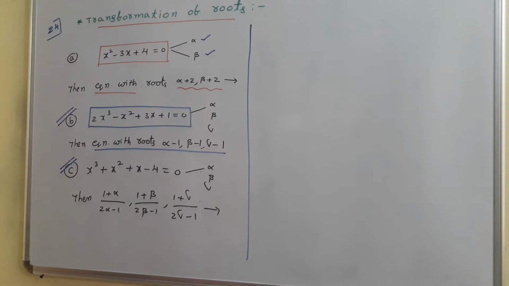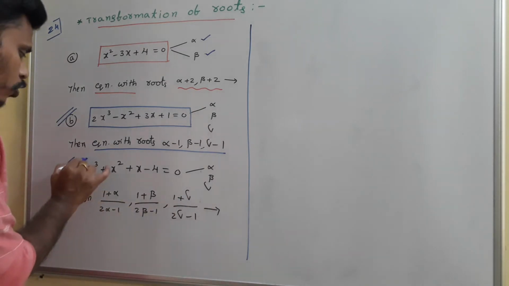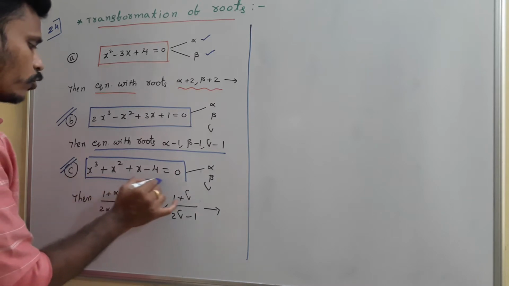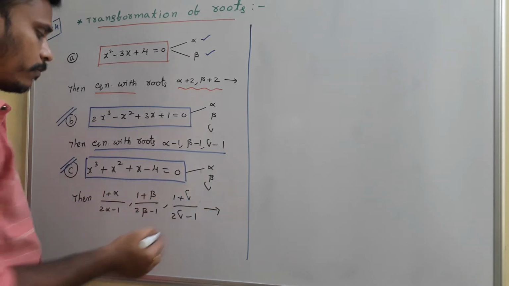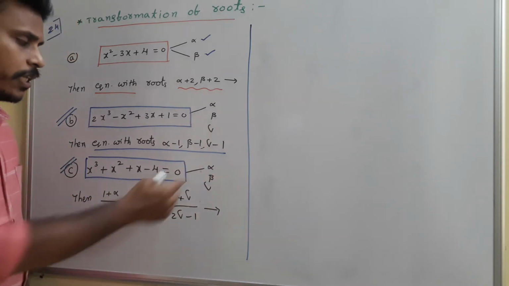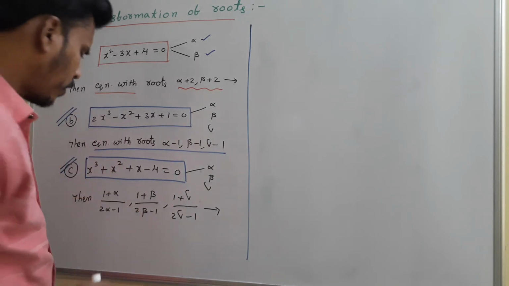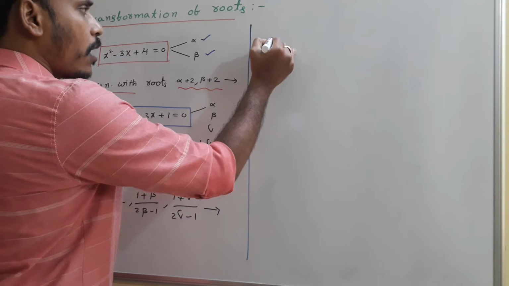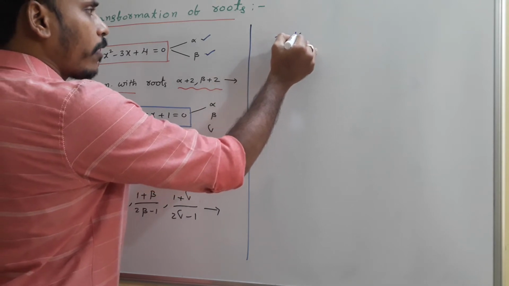Now the next problem. Now this equation x cube plus x square plus x minus 4 is equal to 0 has roots alpha, beta, gamma. Okay. And these 3 will satisfy it. No need to mention that. And we are trying to find the equation whose roots are these 3. And have a look. These 3 are also symmetrical, right?